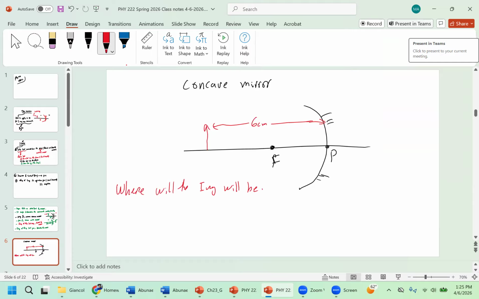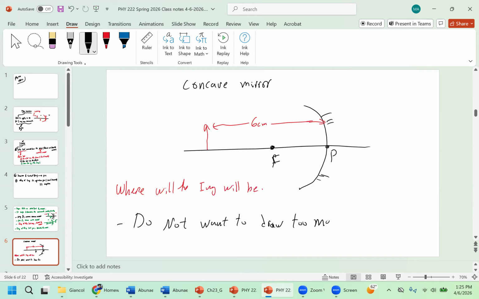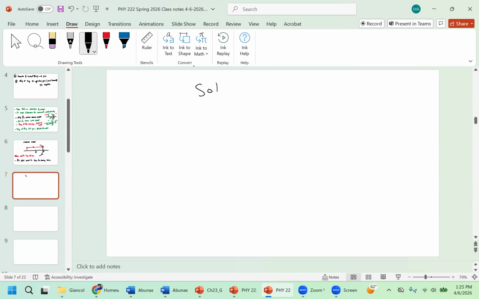So having to do a lot of lines to figure out where the image is just gets a lot of headache. So basically, one thing we do not want to do is draw too many lines. So what's the solution? The solution is we're going to be introducing a master equation.